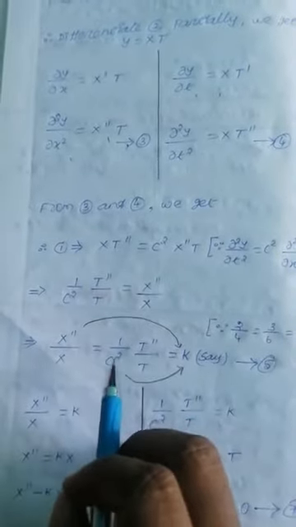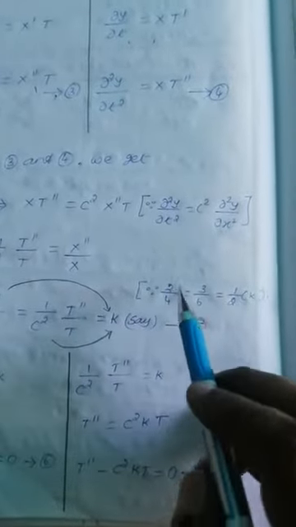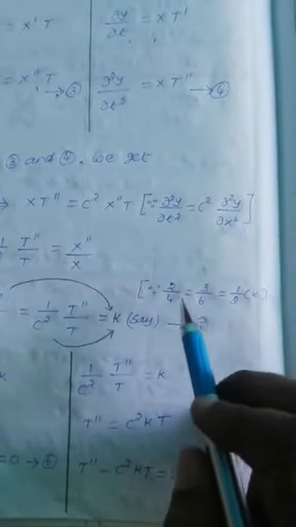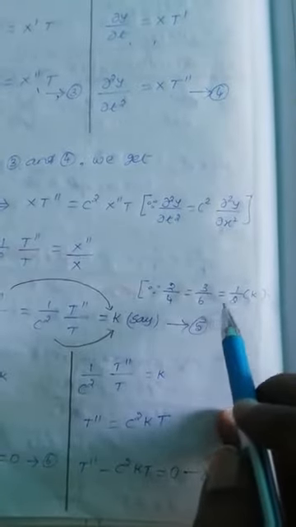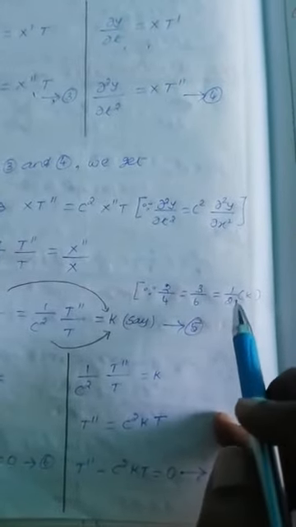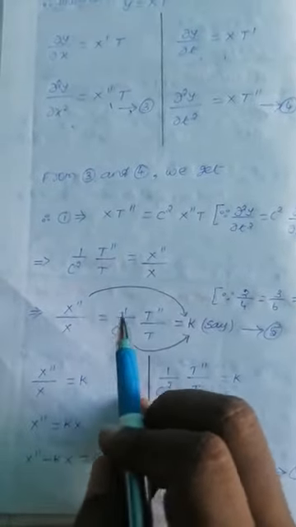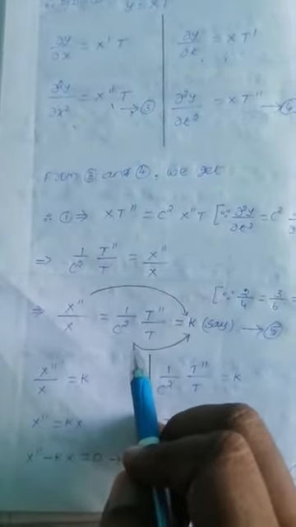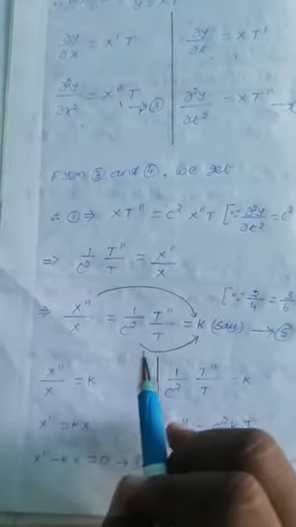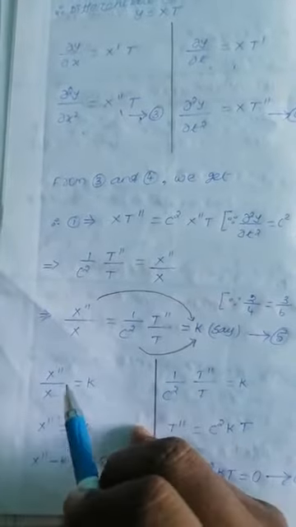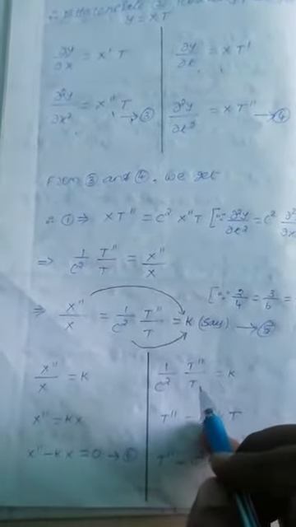Now these two fractions are equal, so they should be equal to some value k. I already mentioned in the beginning of the lecture, 2 by 4 equal to 3 by 6: if two fractions are equal, they should be equal to some common fraction, 1 by 2, say k. So here I am using the trick: X'' by X equal to 1 by c² T'' by T equal to k, some value. Now X'' by X equal to k is one equation, and similarly 1 by c² T'' by T equal to k is another equation.